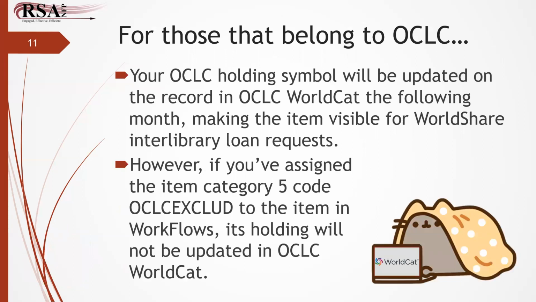If your library belongs to OCLC, your OCLC holding symbol will be updated on the record in OCLC WorldCat the following month, when RSA runs a batch process to update OCLC holdings. Updating the holding in OCLC WorldCat makes the item visible for WorldShare interlibrary loan requests, if your library uses WorldShare. If your library, however, assigned the item category 5 code OCLC exclude to the item when cataloged in Workflows, its holding will not be updated in OCLC WorldCat.